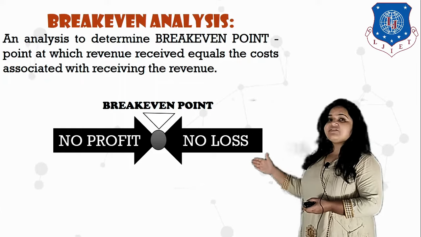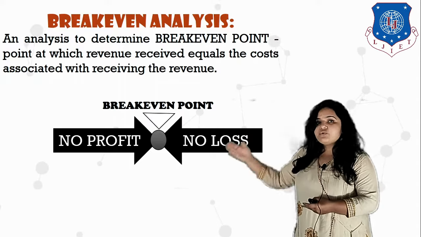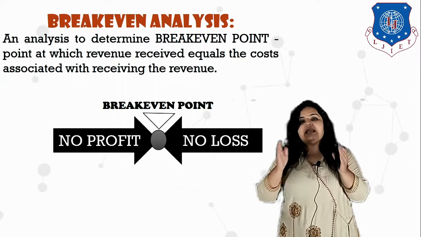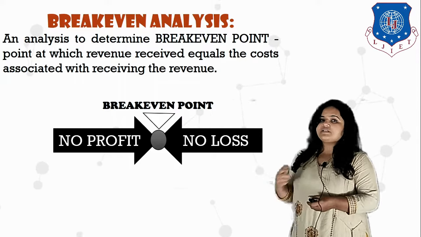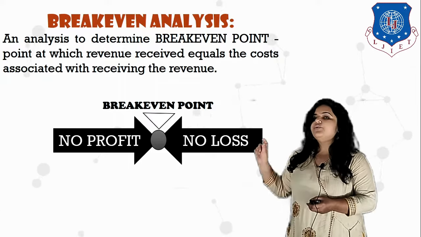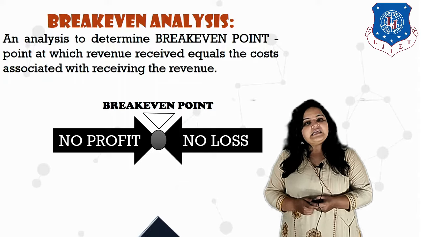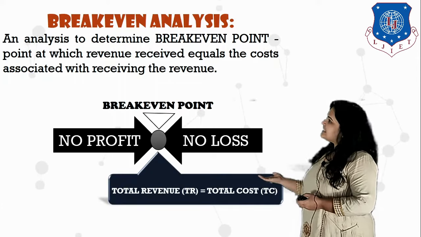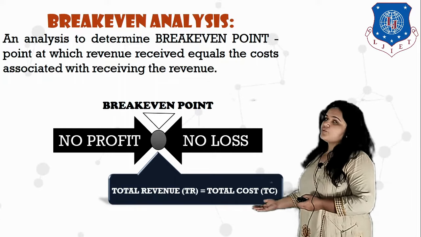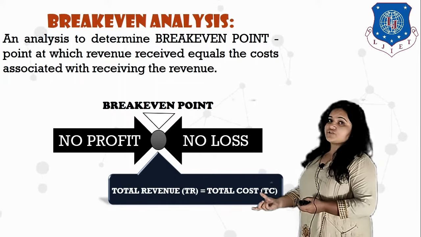Here I have received back my investment. Now onwards I will receive profit. Before break-even point there was loss. After break-even point there will be profit, and the point at which there is no profit and no loss is known as break-even point. The analysis conducted in order to find this break-even point is known as break-even analysis. Here in technical terms we can say that at break-even point our total revenue equals total cost. My total revenue exactly equals the total cost of production.